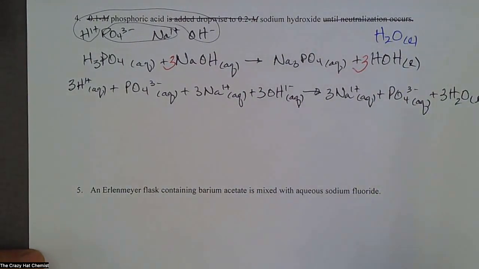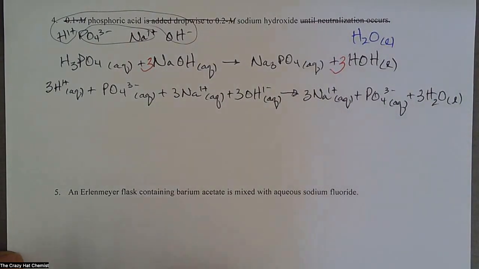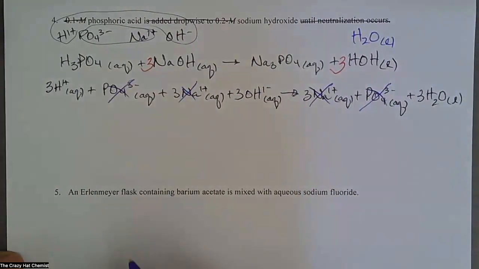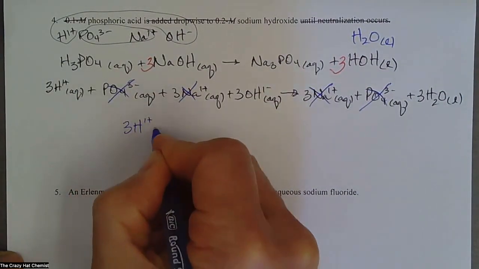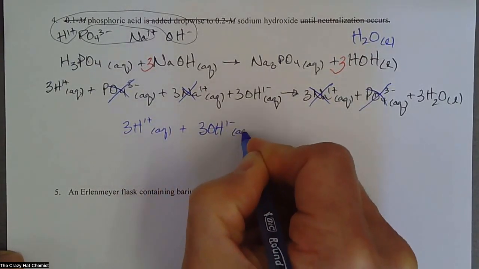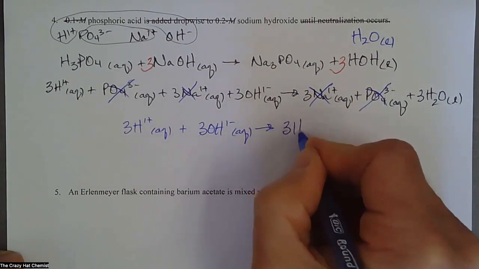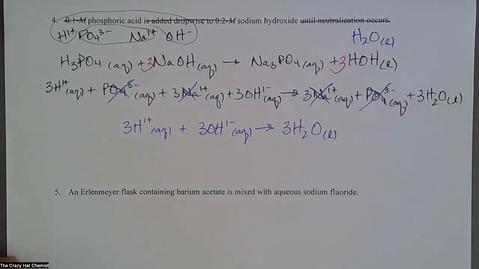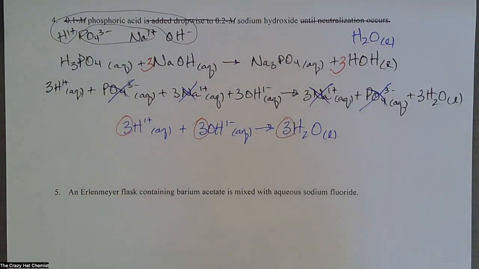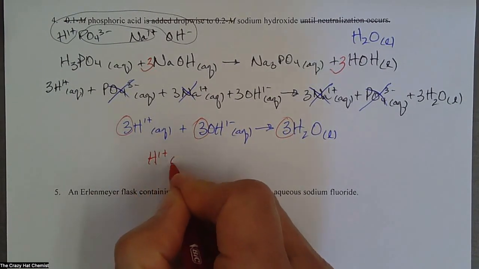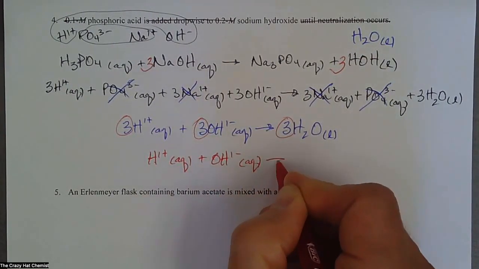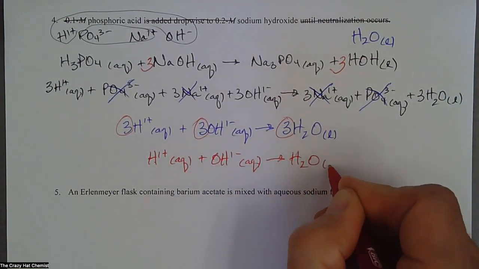All right, I'm going to cross out my common or spectator ions, that's sodium ion and the phosphate ion. I'm left with 3H1+ aqueous plus 3OH1- aqueous, yielding 3H2O liquid. And like we did on the last one, we're going to reduce these stoichiometric coefficients to the lowest whole numbers. And that is H1+ aqueous plus OH1- aqueous, yielding H2O liquid.